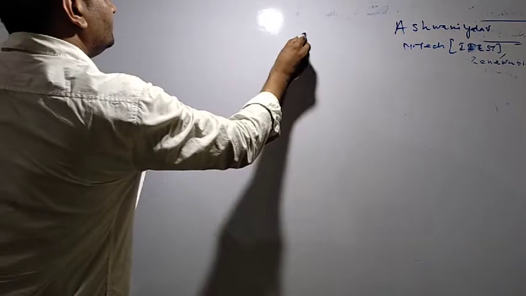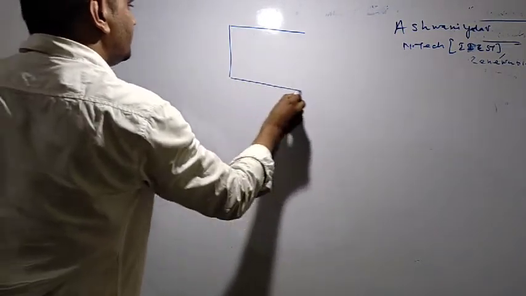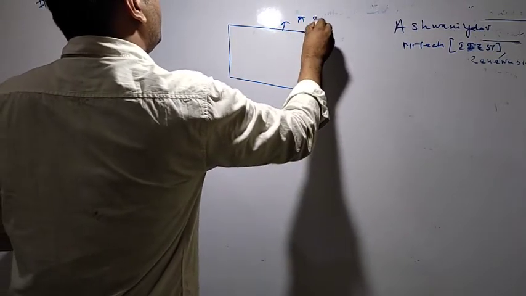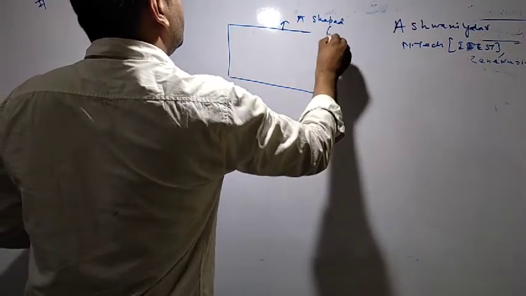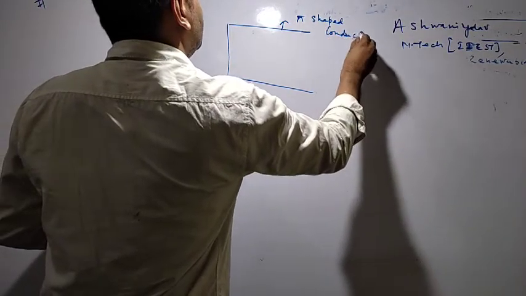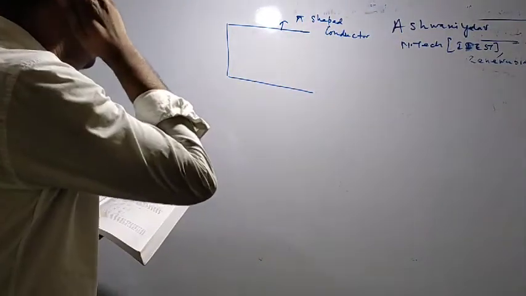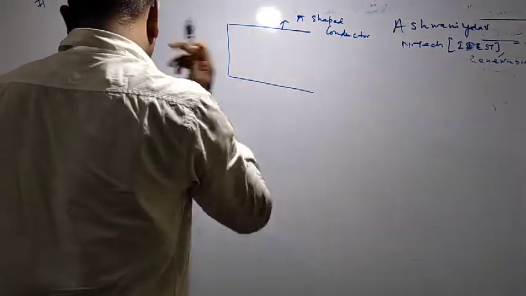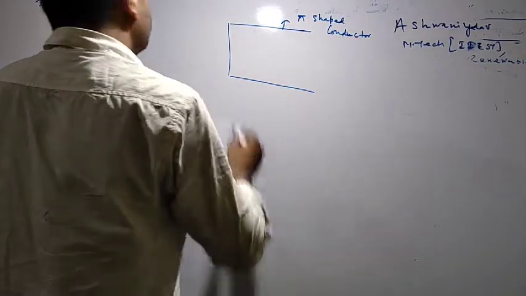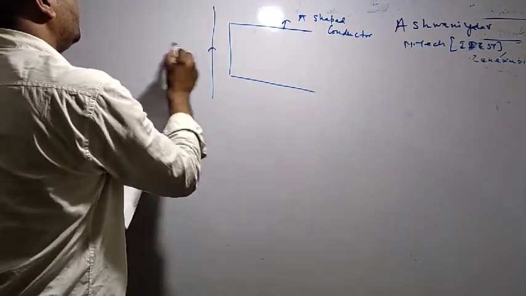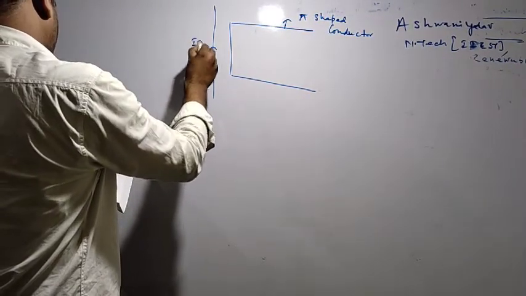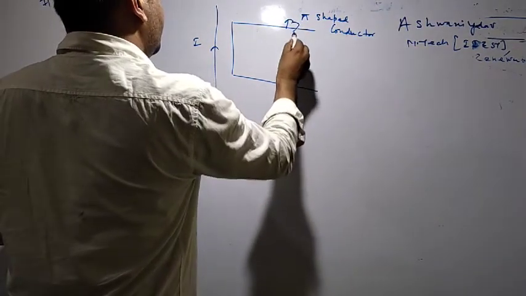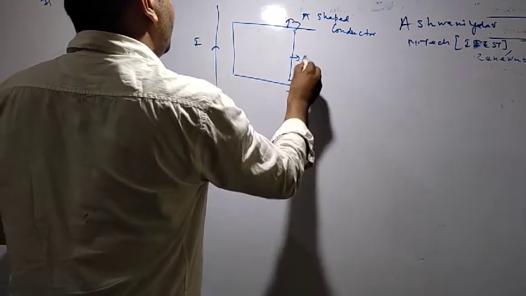So we have a pi shaped conductor. This question is about a pi shaped conductor. I am not going to write the whole question. I would like to recite it and try to make you understand what the question is saying. Okay, so here is a long straight wire carrying a current I, and a pi shaped conductor with a connector. This is a connector and this is a slider.